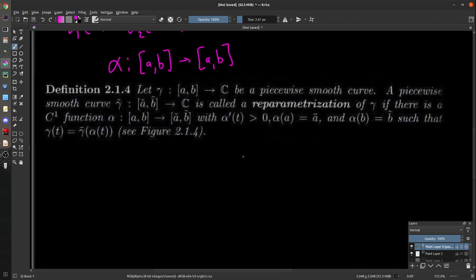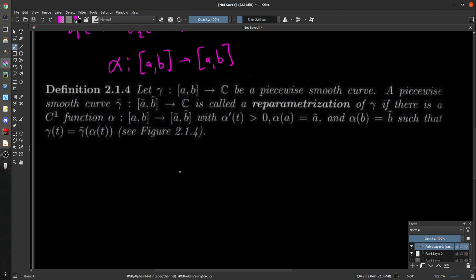Okay, here's all I'm saying. So if you have gamma from [a,b] to C, this is some piecewise smooth curve. Another piecewise smooth curve, gamma tilde from [a tilde, b tilde] to C, right? The closed interval from a tilde to b tilde to C. This is a reparameterization of gamma if there exists a C1 function alpha from [a,b] to [a tilde, b tilde] with positive derivative satisfying alpha of a is a tilde, alpha of b is b tilde, and gamma of t is gamma tilde of alpha of t.